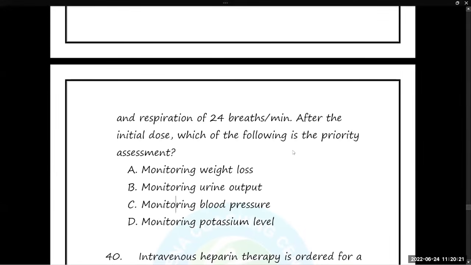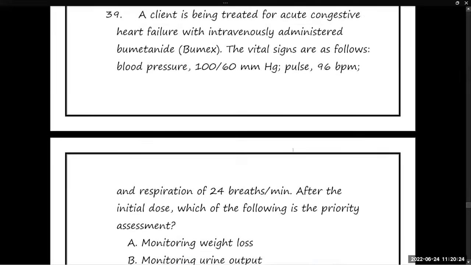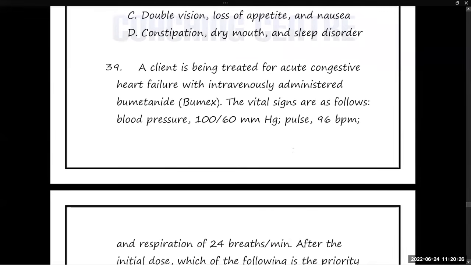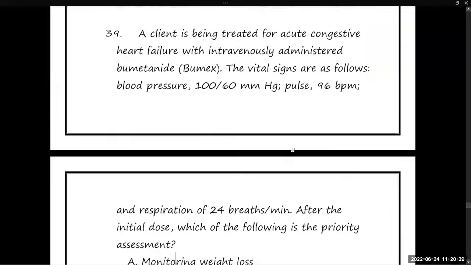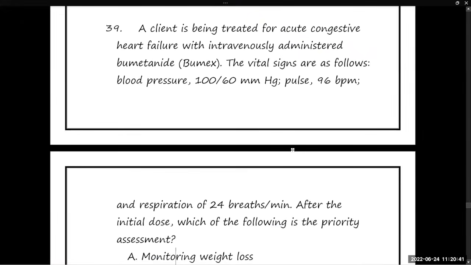Okay. See, the current situation is that the patient is receiving Bumex, and it is a loop diuretic. So when a person is receiving a loop diuretic, look at the vital signs too.